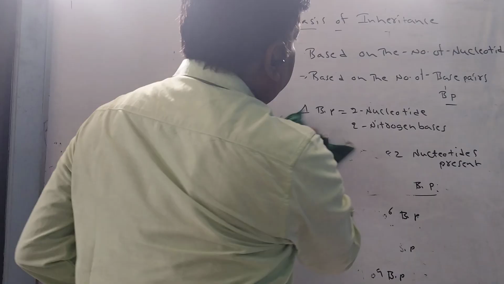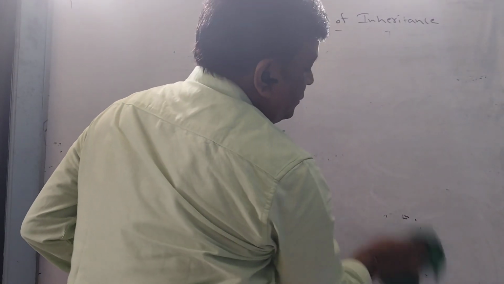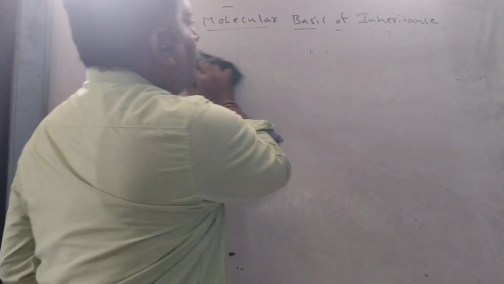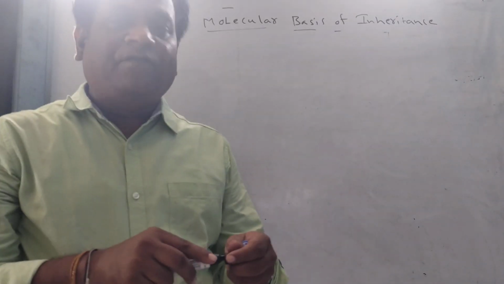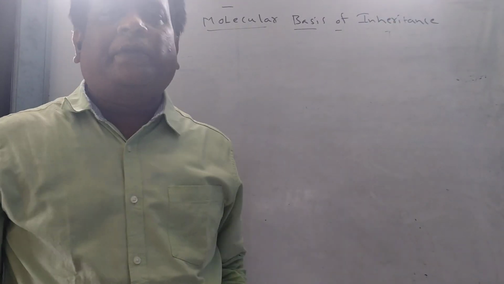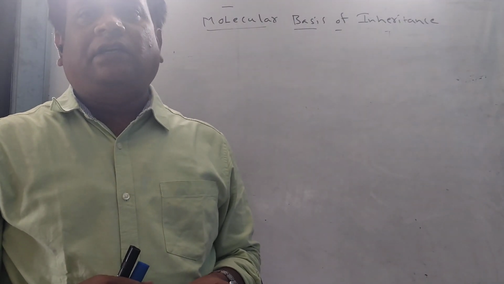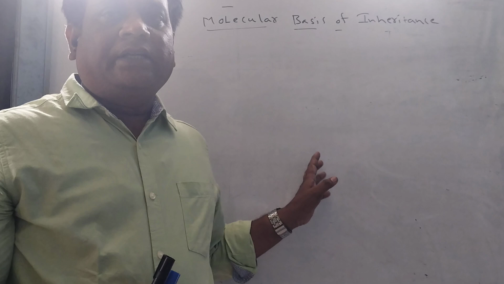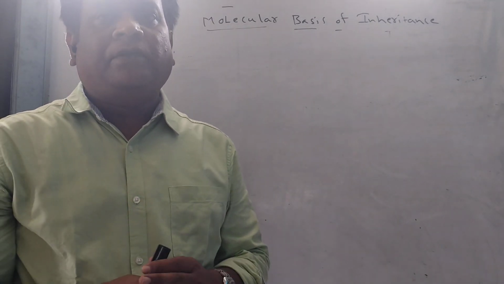This is the introduction to the molecular basis of DNA. DNA performs different types of metabolism, like the replication process, transcription, and translation. DNA performs these functions. This is enough. In the next class we will discuss the structure of DNA and the components of DNA.